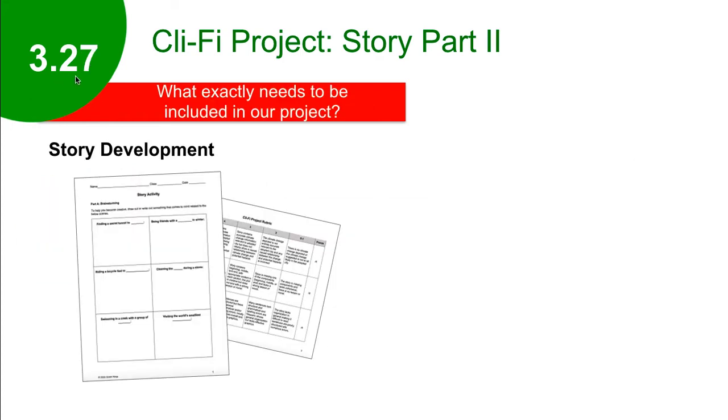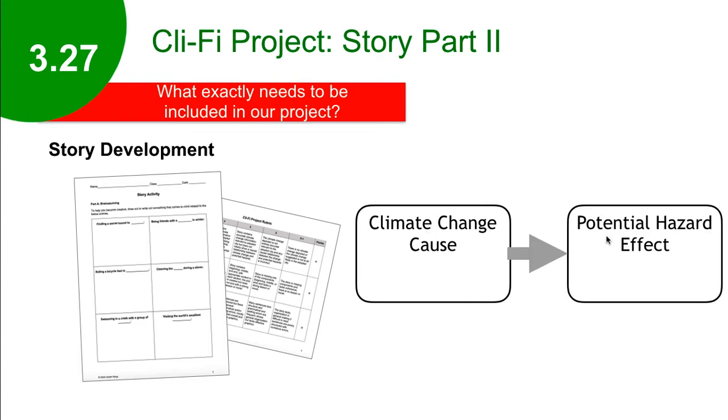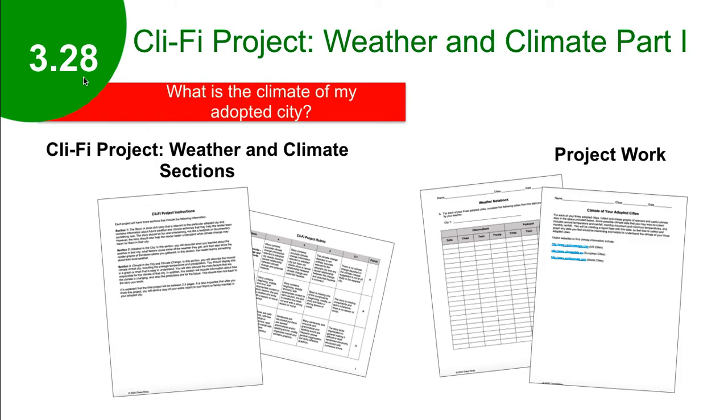That's how we begin Lesson 3.27 with a discussion of the project rubric, item by item. But the rest of the day is a work day, so make sure your students can fill in the simple climate change cause and effect diagram that their stories are going to address and push them to add more boxes to the chain of cause and effect. Now, the culminating experience requires more than just the CLI-FI stories. Students need to include some scientific information about the climate in their city, and we'll focus on describing that in Lesson 3.28.